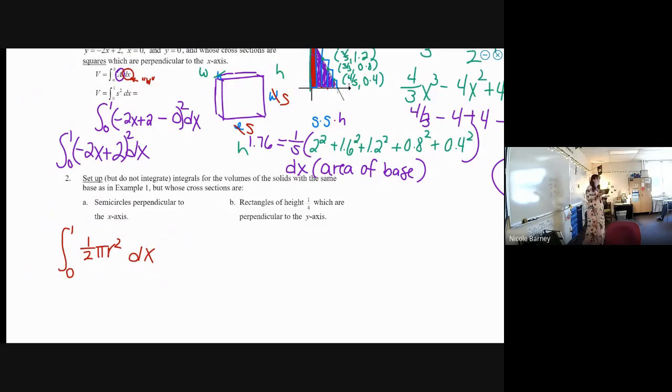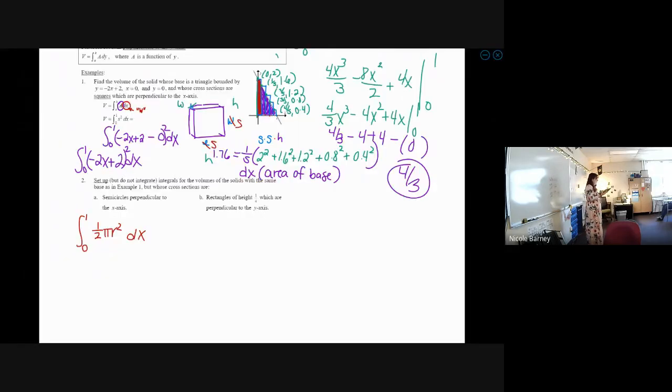Well, it's the top curve minus the bottom curve, right? Divided by 2. I think you should give expanded space and minus zero.